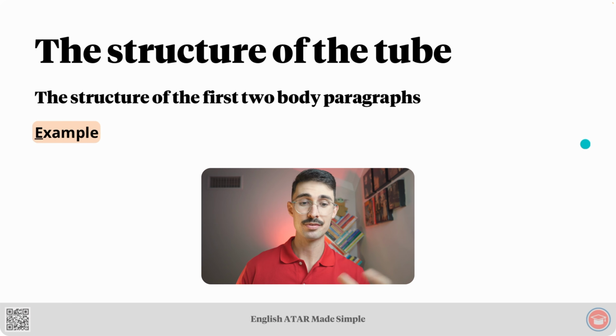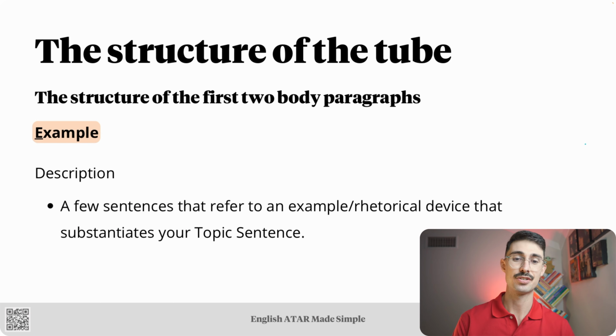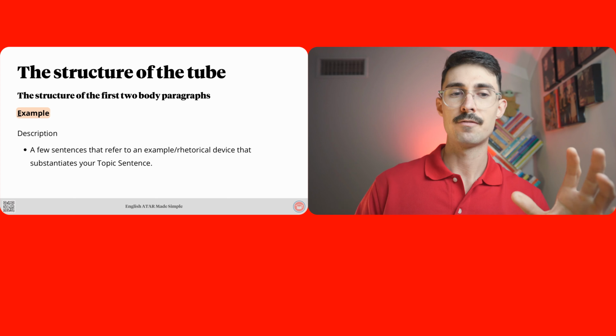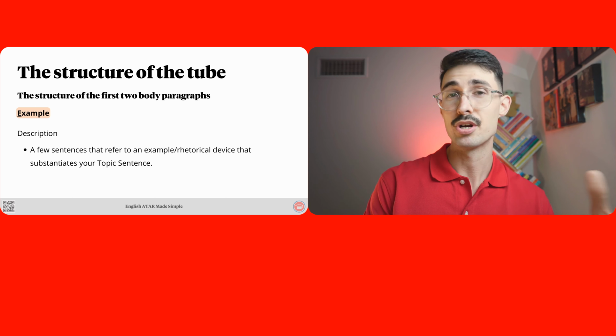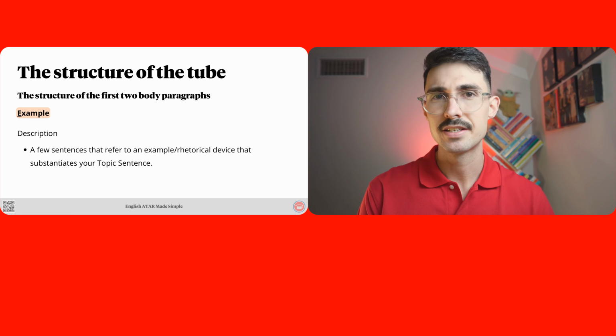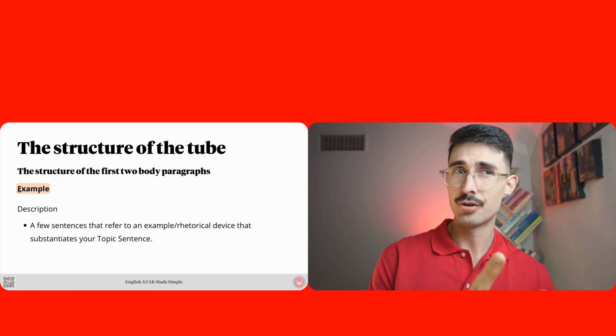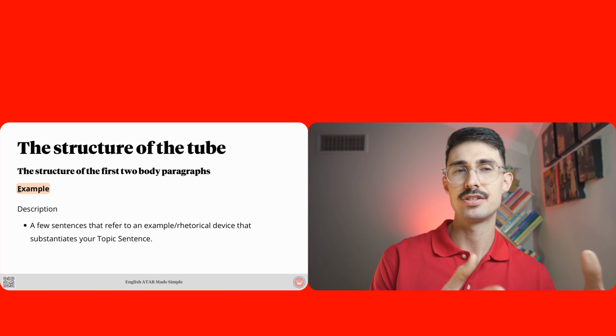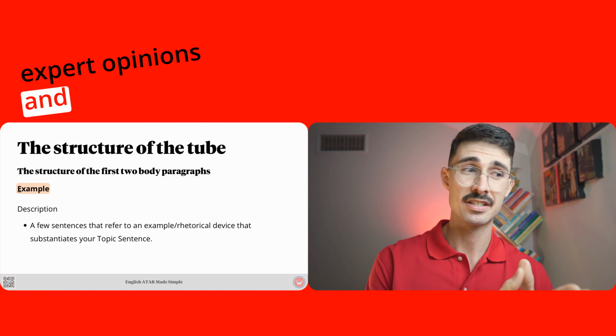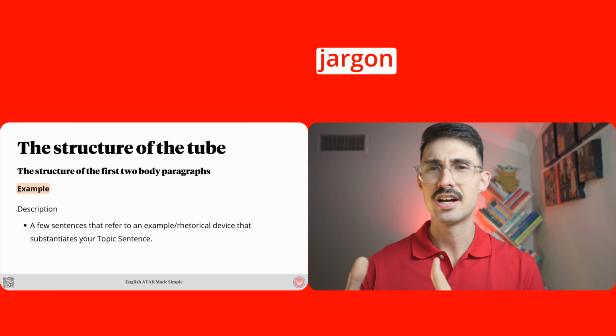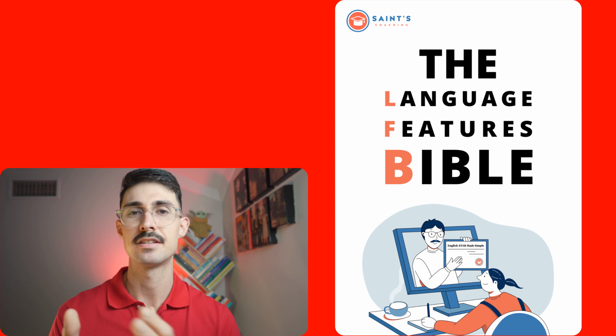Looking at the example, it is a few sentences that refer to an example or rhetorical device that substantiates your topic sentence. For the example in reason 1, body paragraph 1, consider using devices such as facts and stats, examples, and evidence. For reason 2, body paragraph 2, consider using the following devices: expert opinions and quotes, formal language, jargon, or technical terminology. By the way, it goes without saying all the features that I mentioned in this lesson and in the PDF study notes for the lesson are found in the LFB.